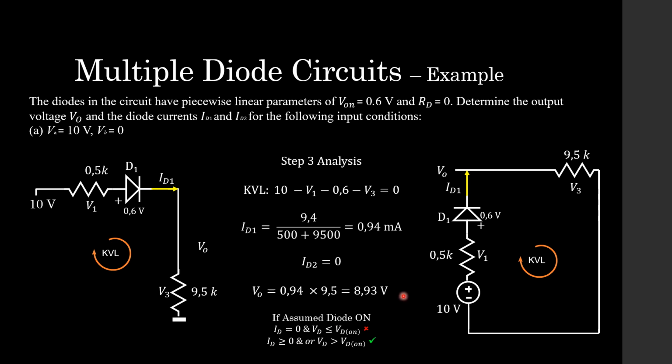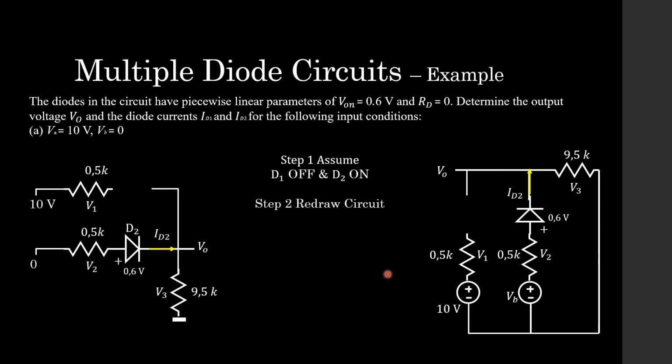We know that our assumption is correct. And that, students, is how we go about solving multiple diode circuits. Now you're probably wondering, what if I made the wrong assumption? So let's see what happens if we go ahead and do that.